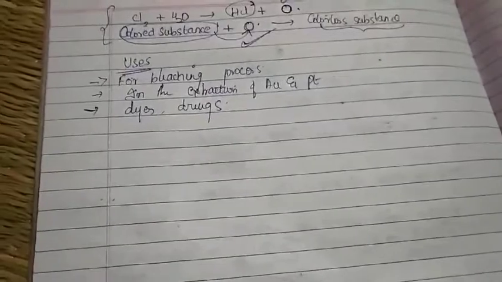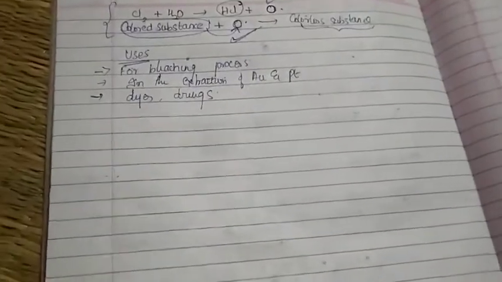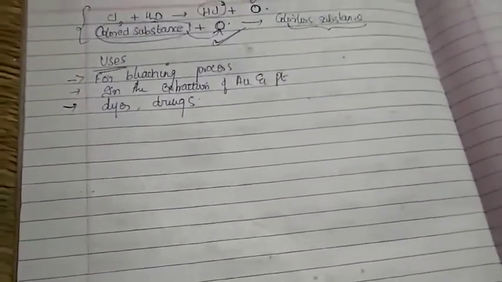What happens when chlorine reacts with excess of ammonia? What type of product are you going to get? What happens when you react with excess of chlorine? What is the type of product you are going to get? So these are the important reactions we have studied so far with respect to chlorine.